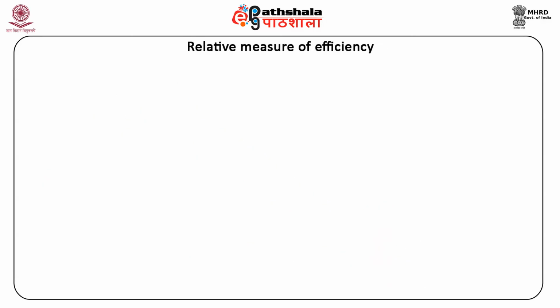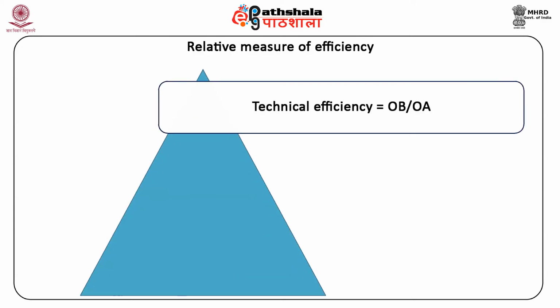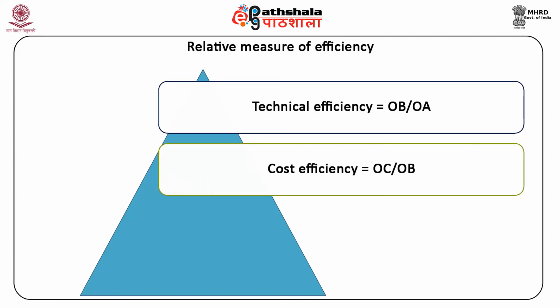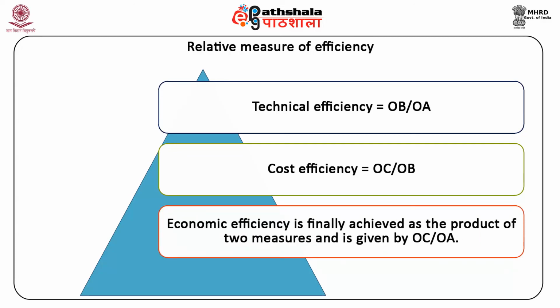A combination of technical and cost efficiency can be used as a single measure of economic inefficiency. For firm A, it can be measured as follows. Technical efficiency is equal to OB by OA. Cost efficiency is equal to OC by OB. Economic efficiency is finally achieved as the product of the two measures and is given by OC by OA.